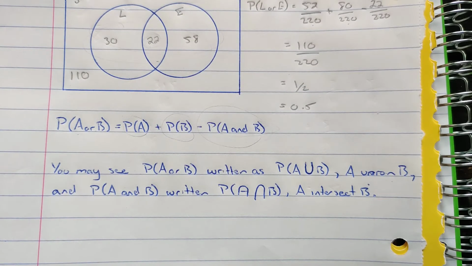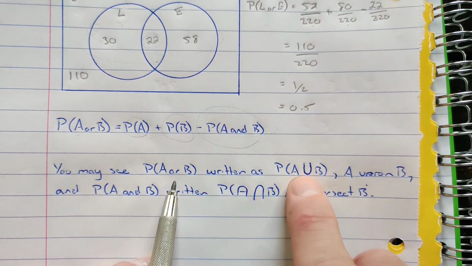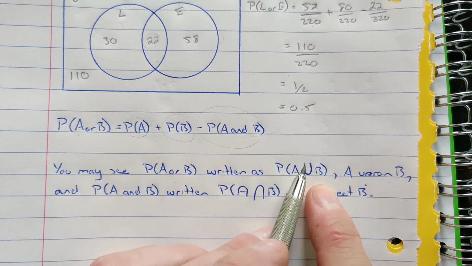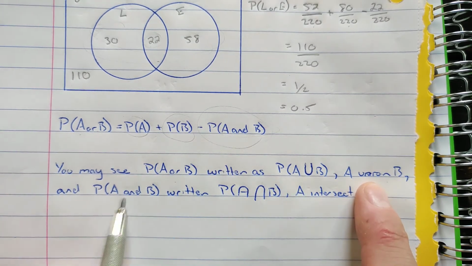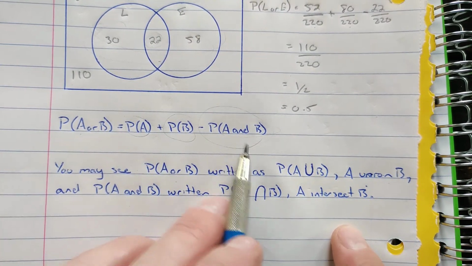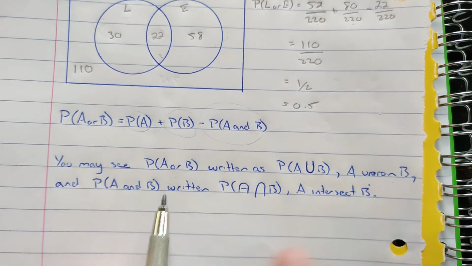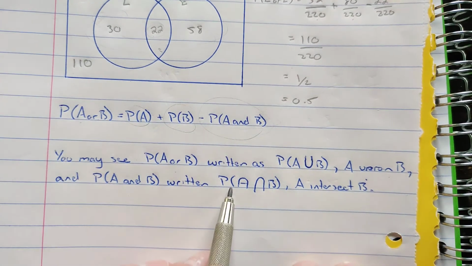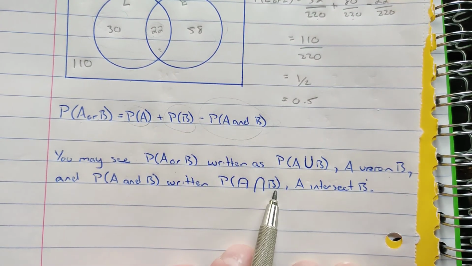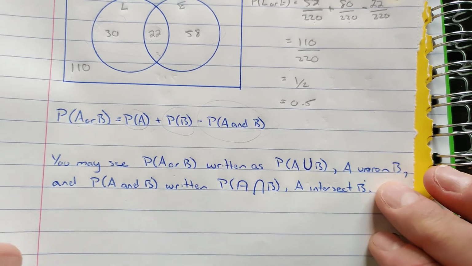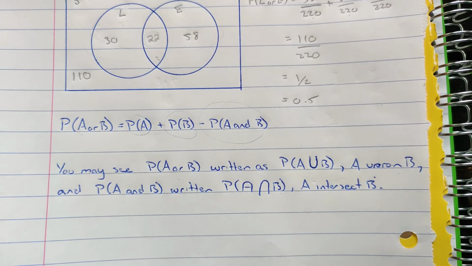Now, in some cases, depending on which worksheets, websites or textbooks you're working with, you might see that the probability of A or B is written as the probability of A union B. And you might see that the probability of A and B, that part we were overlapping here, so that's A and B, or in this case, L and D, is written as the probability of A intersect B. So this is another possibility that you might see if you're looking things up in terms of probability.